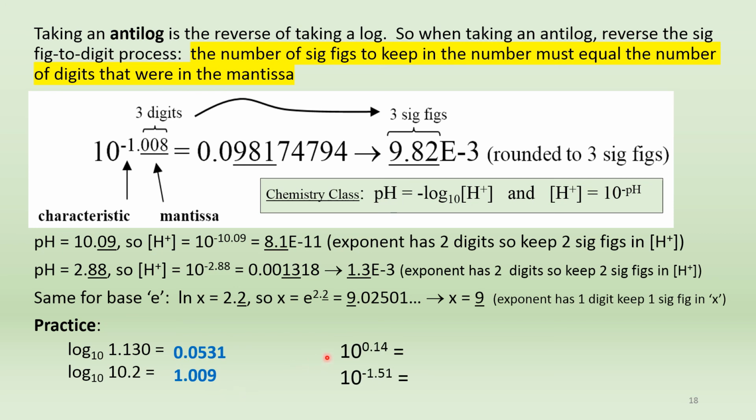Now 10 to the 0.14. So 0.14 is a logarithm. The characteristic is 0, but the mantissa has 2 digits, so we want to report 2 sig figs in our answer. That's 1.4. And 10 to the negative 1.51. Again, it's a logarithm. The mantissa has 2 decimal places, so therefore our answer will only have 2 sig figs, and that's 0.031.